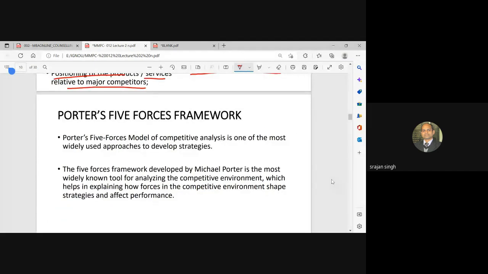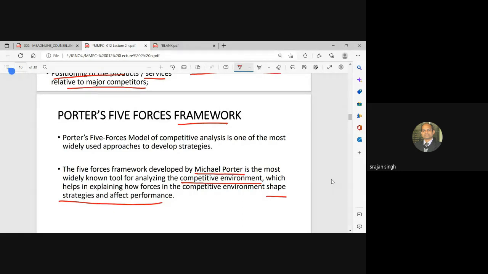Okay. The next is Porter's five forces model or Porter's five forces framework. Porter's five forces model of competitive analysis is one of the most widely used approaches to develop strategies. The five forces framework developed by Michael Porter is the most widely known tool for analyzing the competitive environment, which helps explain how forces in the competitive environment shape strategies and affect performance.